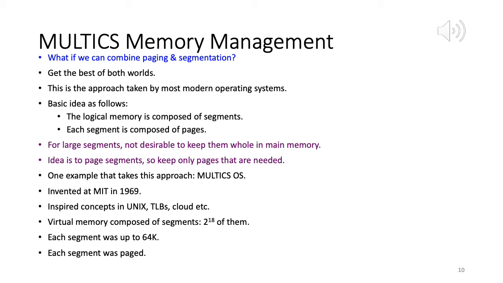So that was the option chosen by Multics OS. So Multics OS was invented at MIT in 1969, inspired from concepts of the Unix operating system, TLB caches, the cloud, and so on. So here they have combined segmentation and paging. What does that mean? It means they support segments, but each segment is made up of pages. Okay. So this is generally now the idea taken by most modern operating systems.